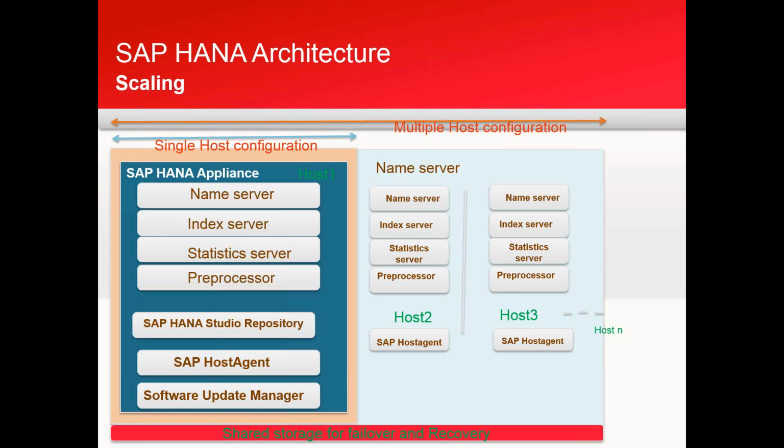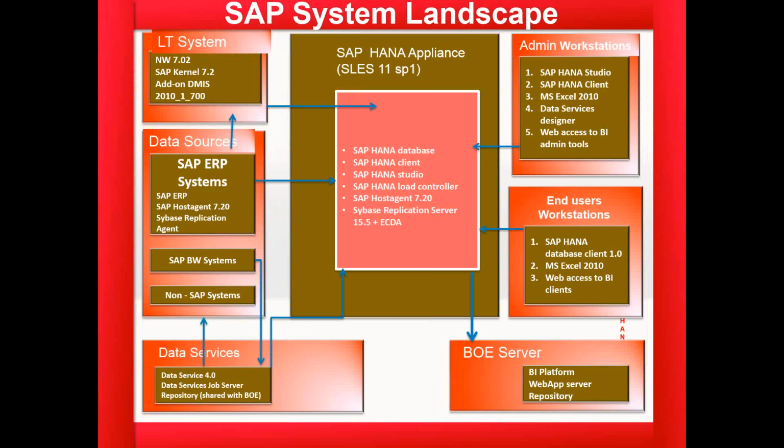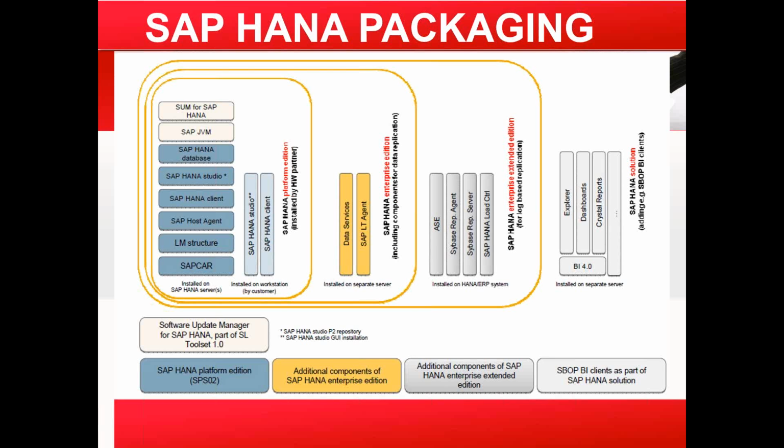This diagram shows the different components. It is the same as the earlier diagram, just a different way of showing how the HANA packaging happens, which means what kind of components fall within a particular system. For example, within the HANA system, you have the first box, which is the HANA database, client, studio, and everything else. Installed on a separate server are the data services and the SLT, which, like we know, are external systems to HANA.